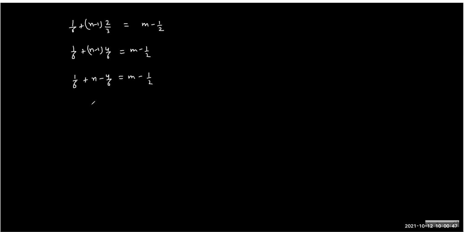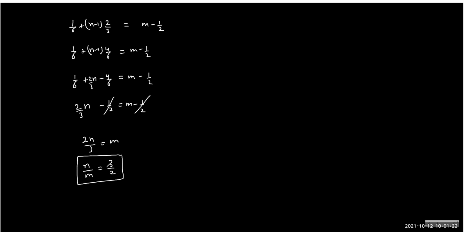So this is 4 by 6, 2 by 3 n minus 4 by 6. I multiply also. Okay, this turns out to be 2 by 3 n; 1 minus 4 is minus 3, so minus 1 by 2. So 2n by 3 turns out to be m. Usually n by m turns out to be 3 by 2. It means that if we take n equals 3 or if we take m equals 2, we'll get the same answer.